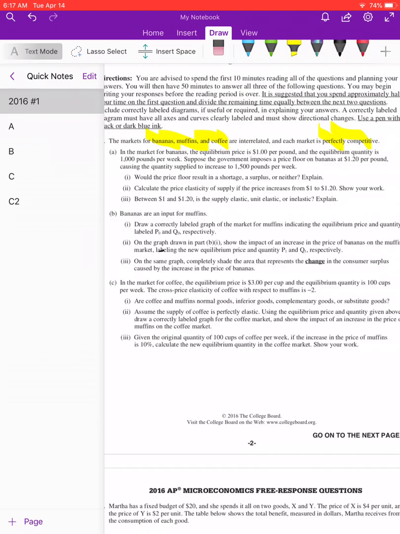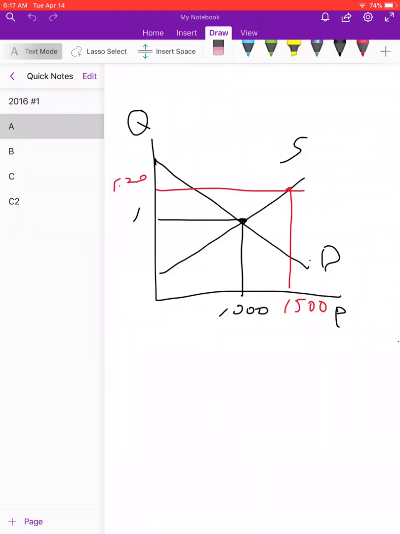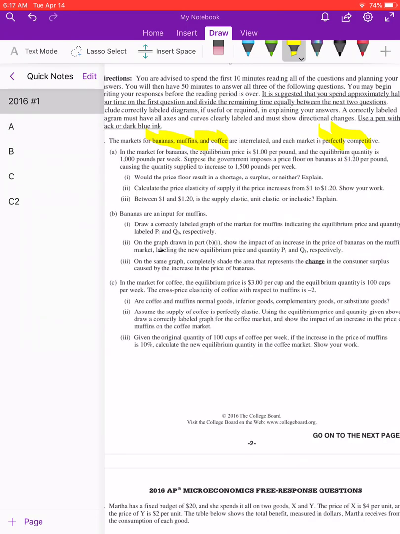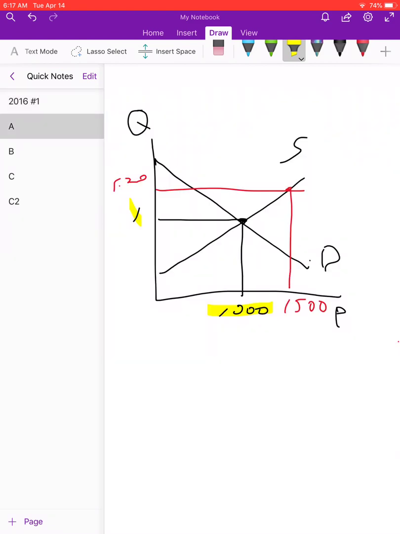Okay, so we know that they've given you these numbers. They don't say to draw anything, but we know the good rule is when in doubt, graph it out. So I've taken the liberty here of drawing the graph for you already. So we have our equilibrium price of $1 here, and we have our equilibrium quantity of 1,000. The question then says, would this floor result in a shortage, a surplus, or neither, and explain. Well, the floor is binding because it is above equilibrium price.